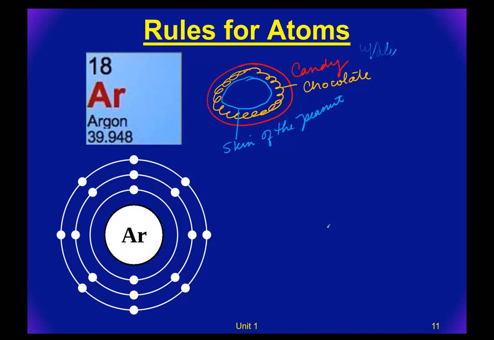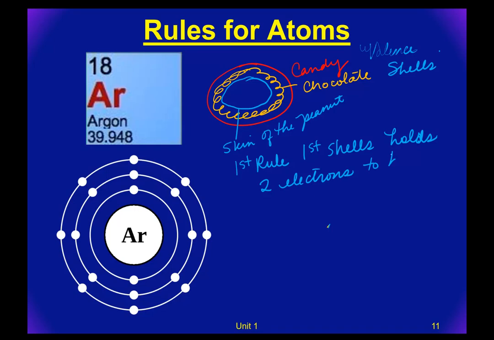valence shells. They are layers of electrons, okay? So, the first rule applies to the first shell. The first shell holds 2 electrons to be stable.